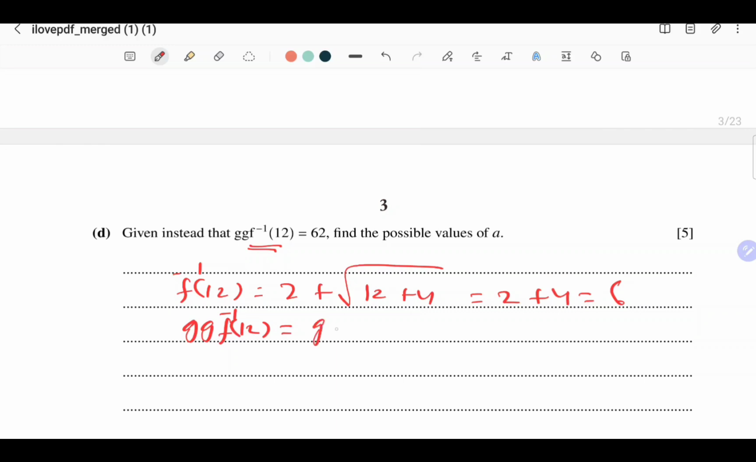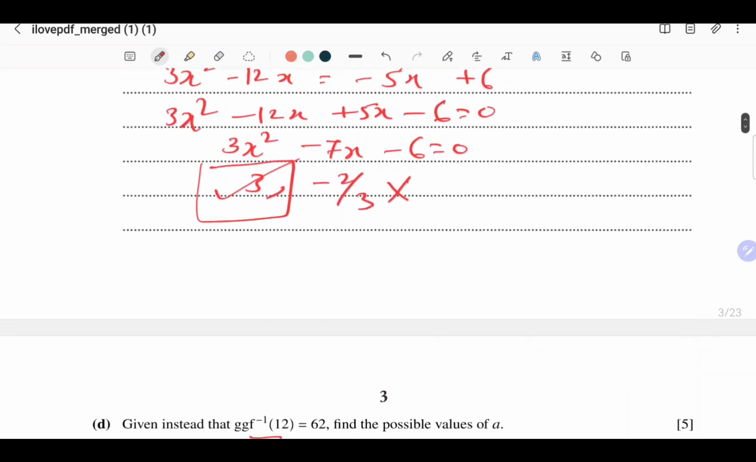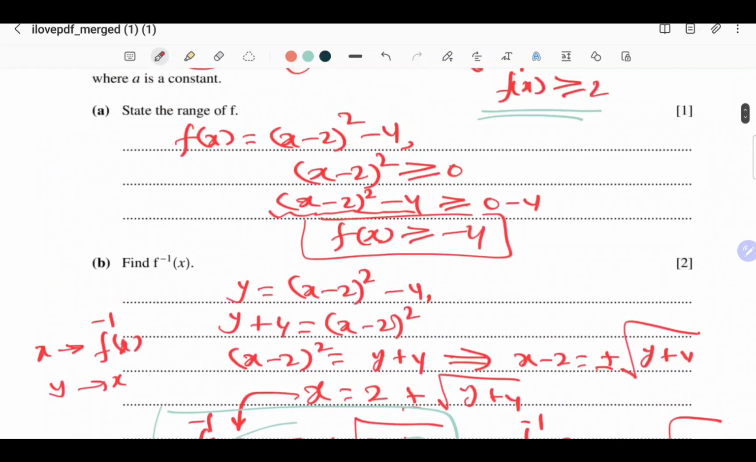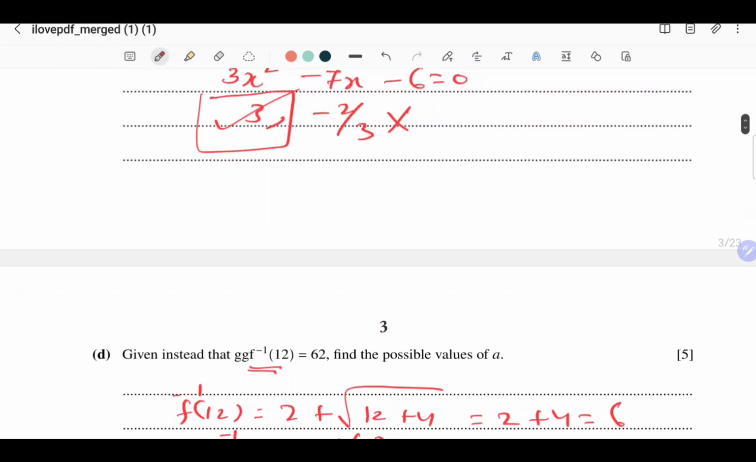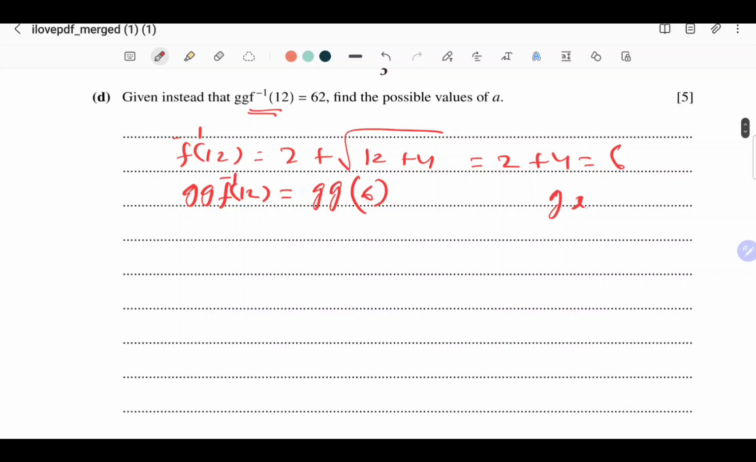Now we have to find g of f inverse 12. That equals g of 6, since f inverse 12 is 6. So we need to find g of 6 first, which we get from g(x) = ax + 2. That's great. Now we need to find g(6), but a is not given, we need to find a. So g(6) is a times 6, so this is 6a plus 2. Okay, so g of 6 I got.